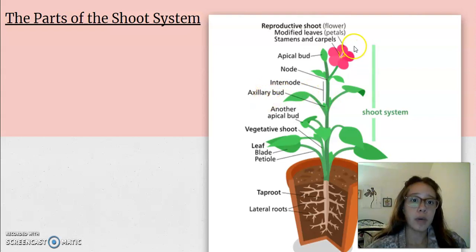And then finally you have your flower. So flowers are what you know as your vascular plant's reproductive organ, and that is also the prettiest part of your plant. So that's pretty much it.